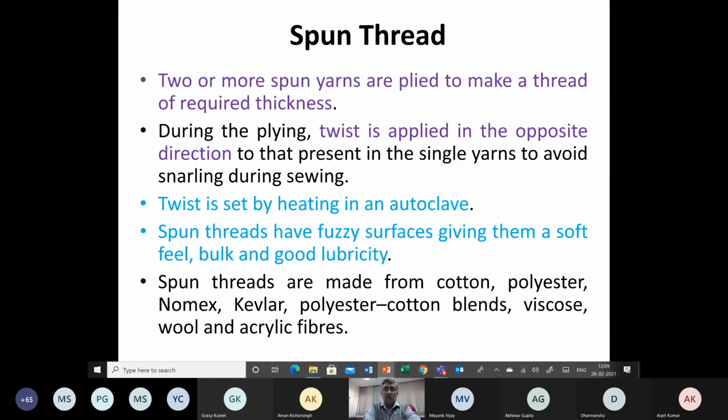So we need to have low thread to metal friction while sewing, and after sewing we want high friction between the thread and the fabric yarns so that the seam is more secured. So spun threads are made from cotton, polyester, Nomex, Kevlar, polyester cotton blends, viscose, wool, acrylics, depending on the end use applications.